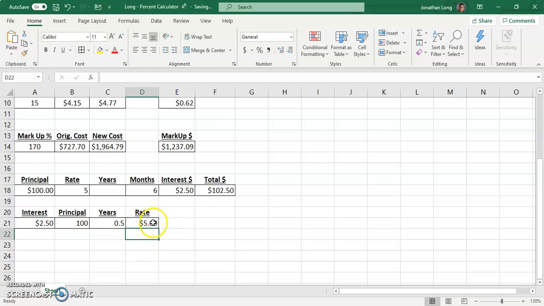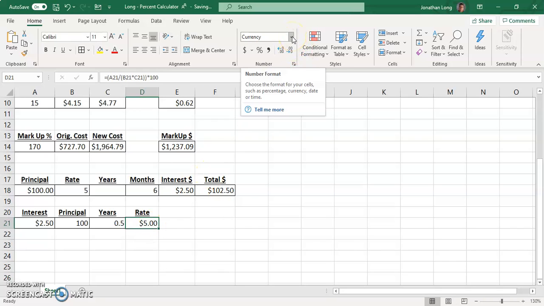Okay, now it switched it to $1. I don't want that. So I'm going to click on the box itself, go back up to the center where it says currency. Maybe yours is normal, that's fine. I'm going to go back up here and click on currency and click on general. And there is my number. Okay.